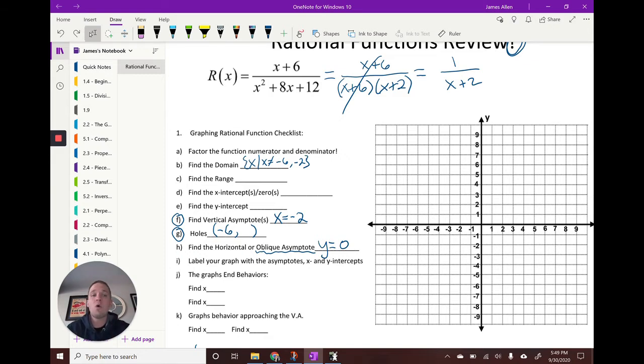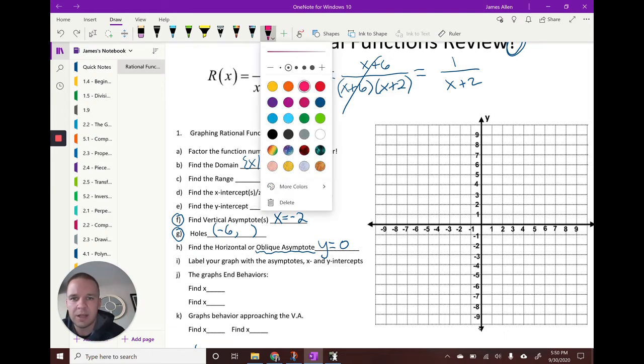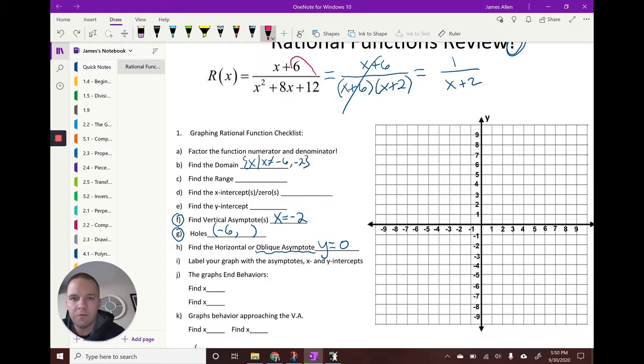So to find my y-intercept, I'm going to plug in 0 for x. And we can look at our original equation usually pretty easily. I'm going to use a different color here to highlight it. If I plug in 0 for x, I'm just left with these two, which is 6/12. So my y-intercept is going to be 0 comma 1/2. I like it.